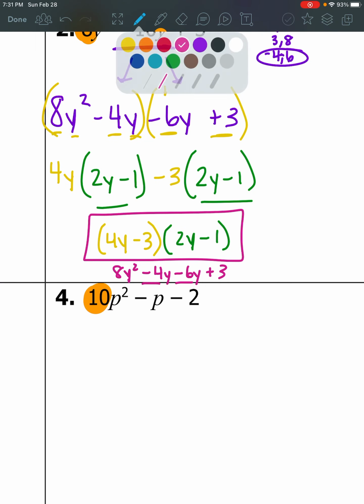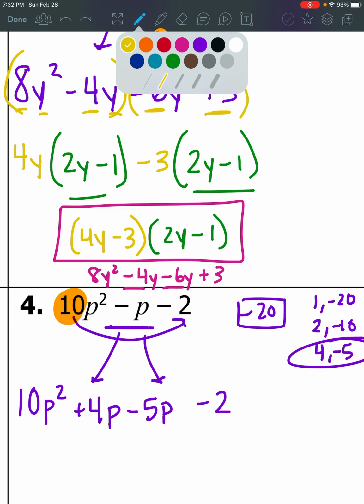So what multiplies to negative 20? The bigger factor has to be negative since the middle term's negative. So 2 and negative 10. 3 doesn't work. 4 and negative 5. There we go. So I'm going to do plus 4p minus 5p. And that's where those two terms combine to our negative 1.